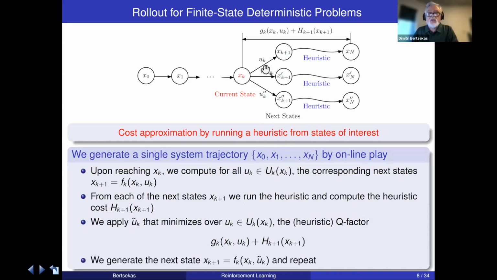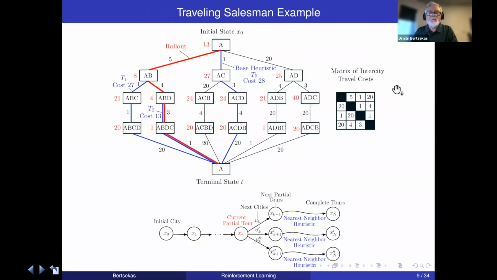So from xk, we generate the next state after choosing q tilde k, and we repeat. And one by one, we get to the end of the computation. This is the rollout algorithm for finite state deterministic problems with one-step look ahead. There are multi-step look ahead versions also. So now let's give an example of this algorithm.